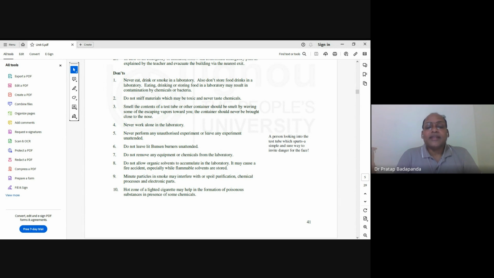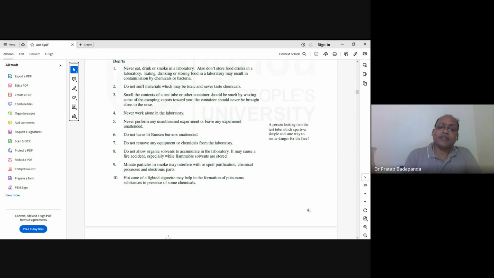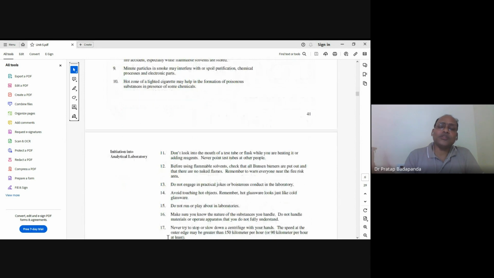Minute particles in smoke may interfere with purification, chemical processes, and electronic parts. So if small particles are there, they will cause damage. You don't know what reacts with what. The hot zone of lighted cigarettes may help in the formation of poisonous substances in the presence of smoke chemicals.